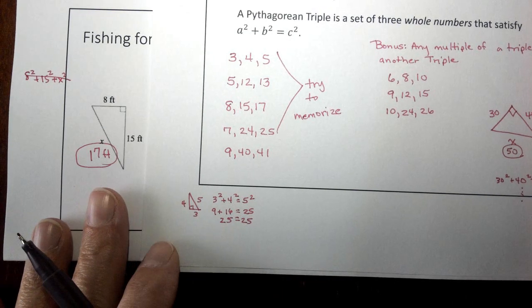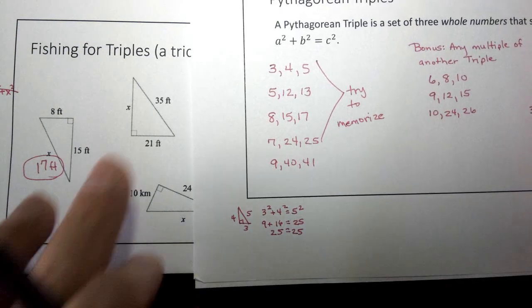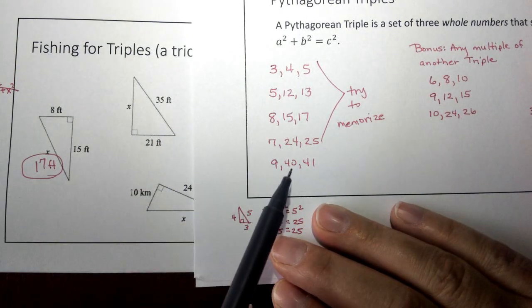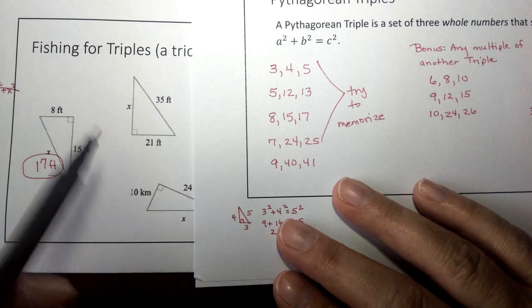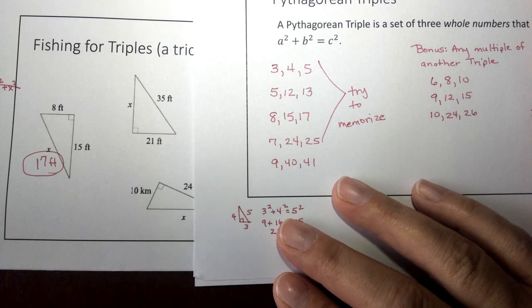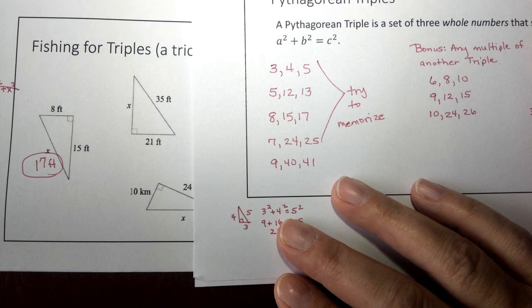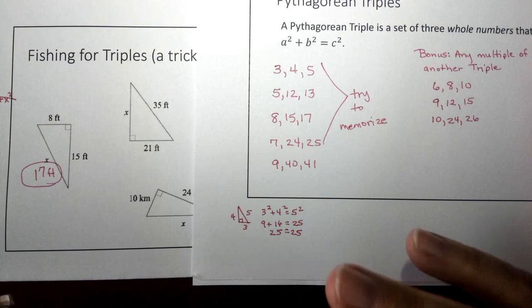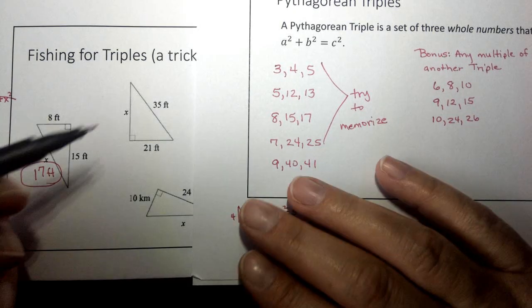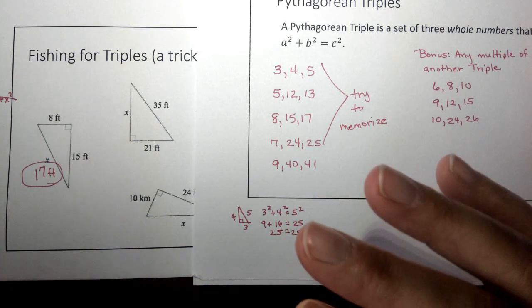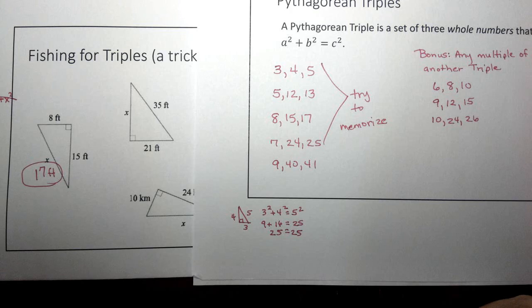Okay, let's move on to this one right here. Now 21 and 35 are not in my list, which means this is a multiple of one of these, and I've got to figure out which one. So here's the trick that I use. Ask yourself, what is the greatest common factor of 21 and 35? So here's where knowing your multiplication facts comes in handy. If you don't know your multiplication facts, it may be easier just to work it out the long way.